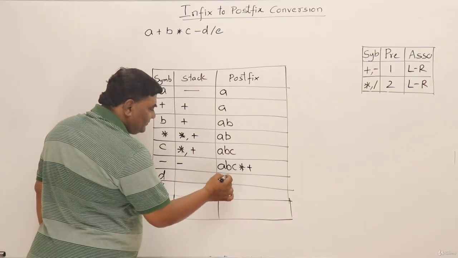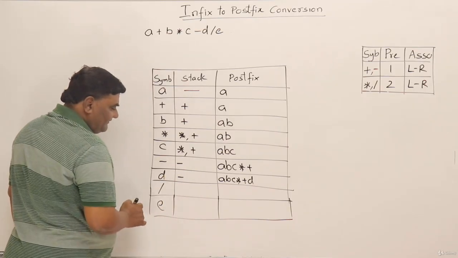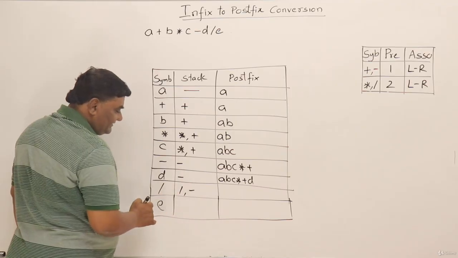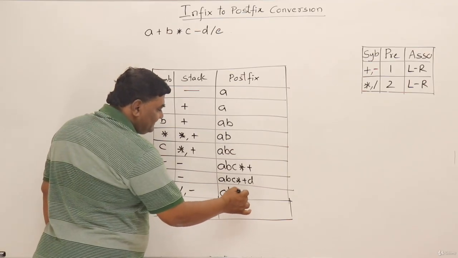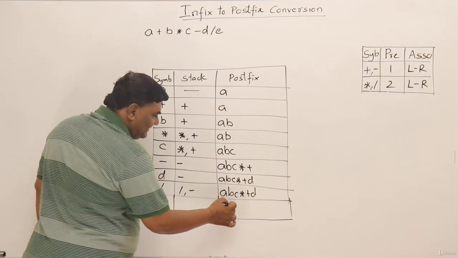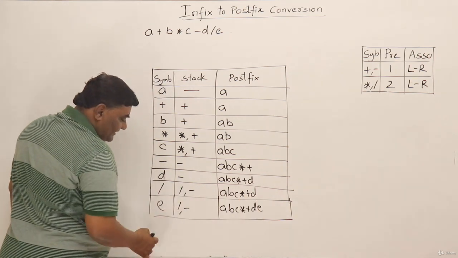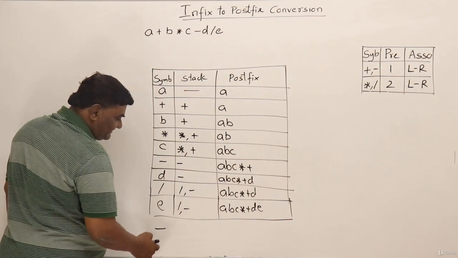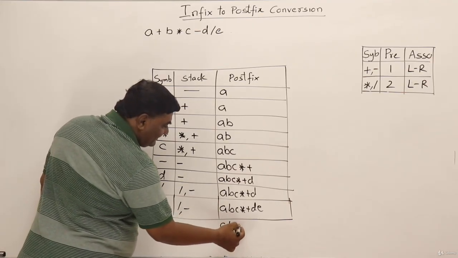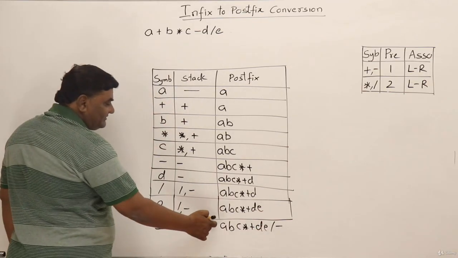D directly goes into postfix. A, B, C, star, plus, and D. Then the stack is having minus. Then slash, so it will be pushed into the stack because it has higher precedence than minus, and the postfix remains the same, A, B, C, star, plus, D. Then E, this goes into postfix, A, B, C, star, plus, D, E, and the stack contents are the same. Now the end of expression, so everything from the stack is popped out and added to postfix. So the result is A, B, C, star, plus, D, E, slash, minus. So this is the postfix.